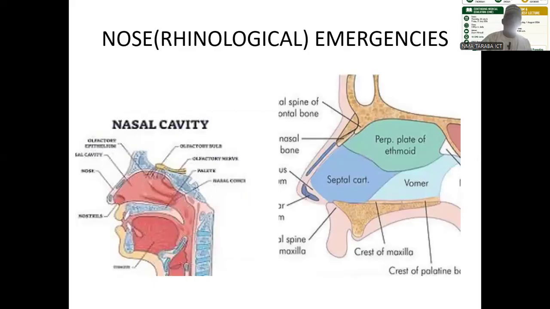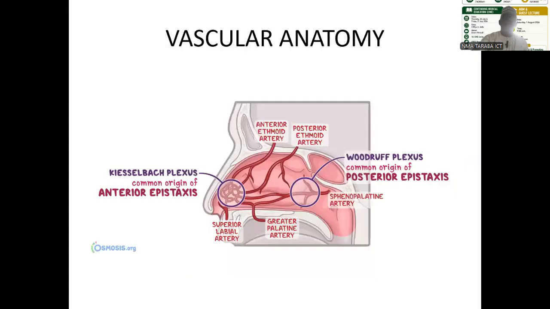Okay. So when we want to look at the rhinological emergency, this is just a picture to show the lateral wall of the nose, because what I presented earlier is just the nasal pyramid. The lateral wall of the nose, you have the turbinates and the meatus. The septum, which is the medial wall of the nasal cavity, has the septal cartilage, the perpendicular plate of the ethmoid, and the vomer bone. All these are covered by nasal membrane, and this one shows just the vascular anatomy of the nasal cavity.